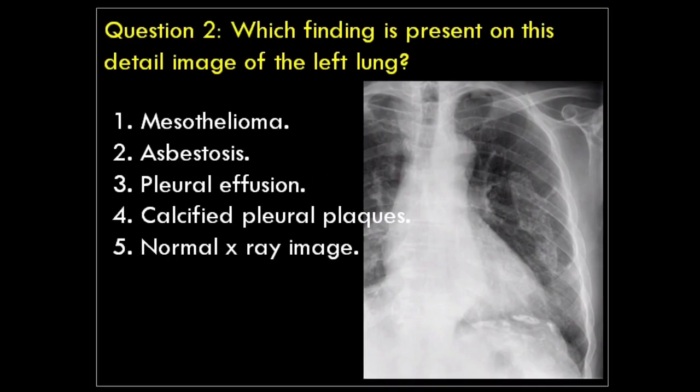Question 2. Which finding is present on this detail image of the left lung? 1. Mesothelioma. 2. Asbestosis. 3. Pleural effusion. 4. Calcified pleural plaques. 5. Normal X-ray image.